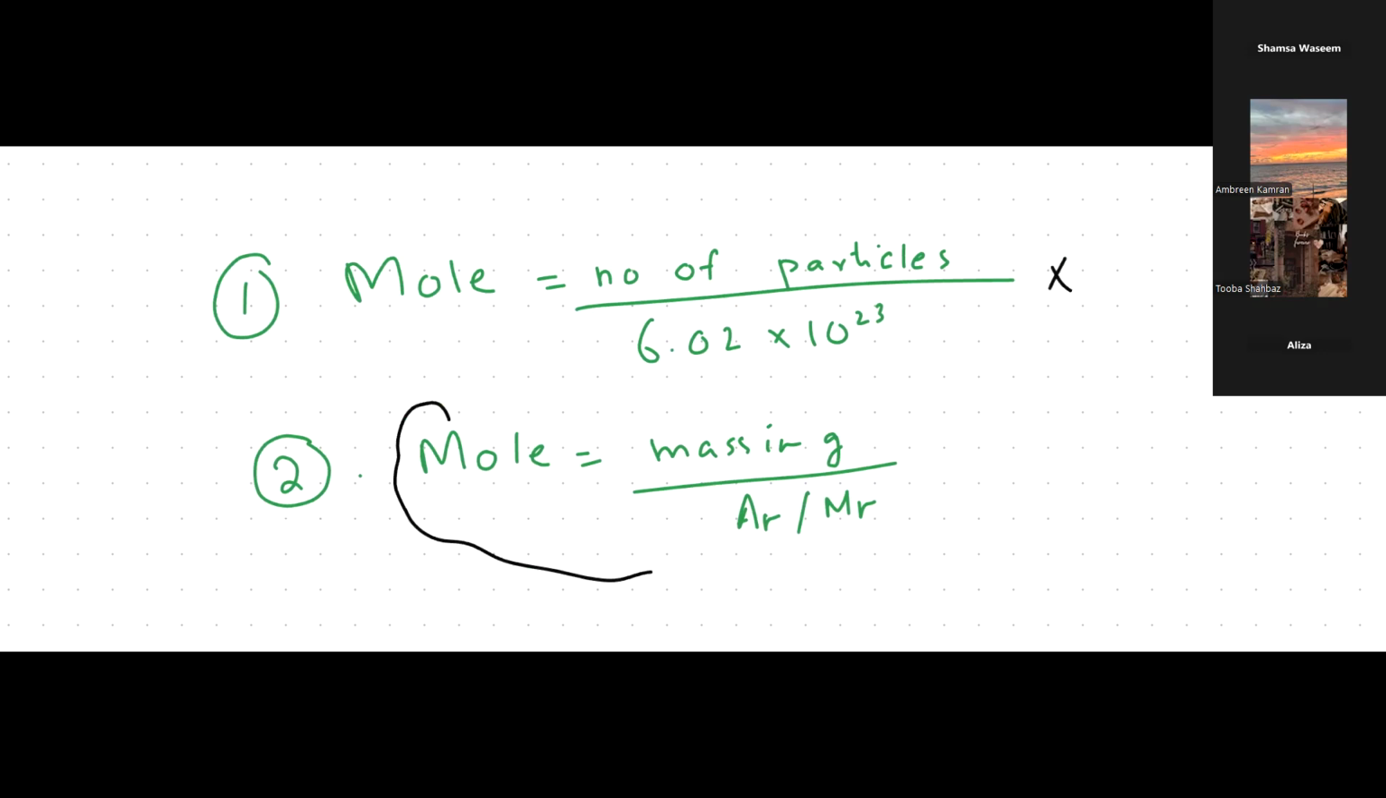Miss, what is the AR and MR again? Relative atomic mass or relative molecular mass. That we have to see from the periodic table, right? Relative atomic mass is for the element and relative molecular mass is for the compound. If you have noted it down, do let me know so we can move further. Done.